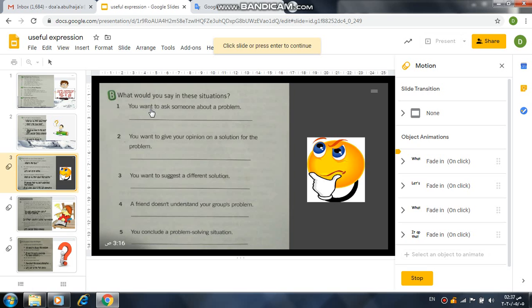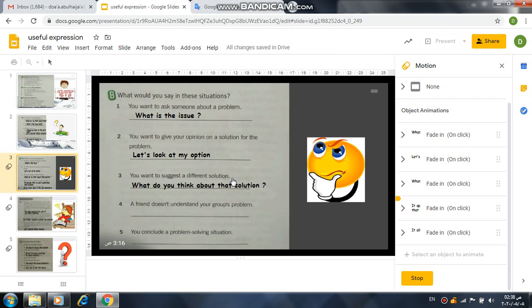Number 1, you want to ask someone about the problem. Because you want to ask someone about the problem, sure, you will use number 1, analyzing a problem: what is the issue? Issue means a problem. Number 2, you want to give your opinion on a solution for the problem. Sure, you will use number 2, discussing points, which is let's look at my option, because you want to give your opinion.